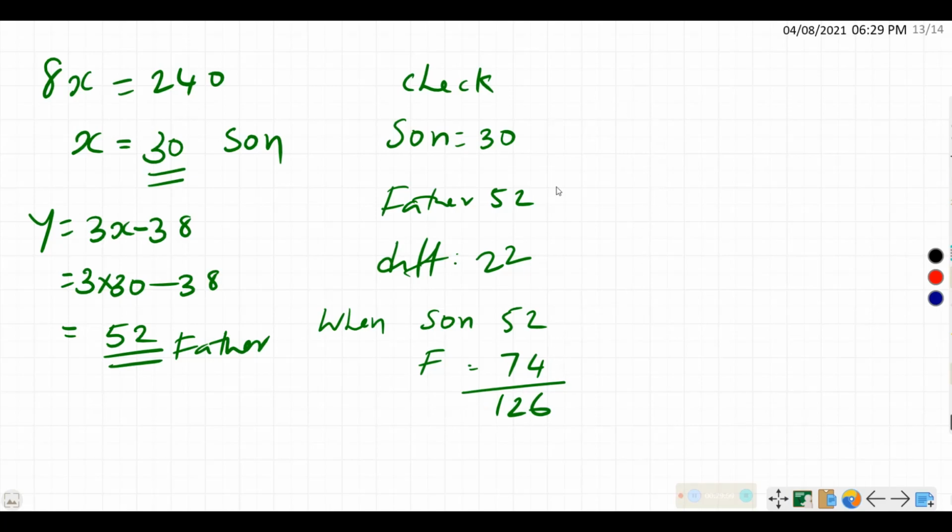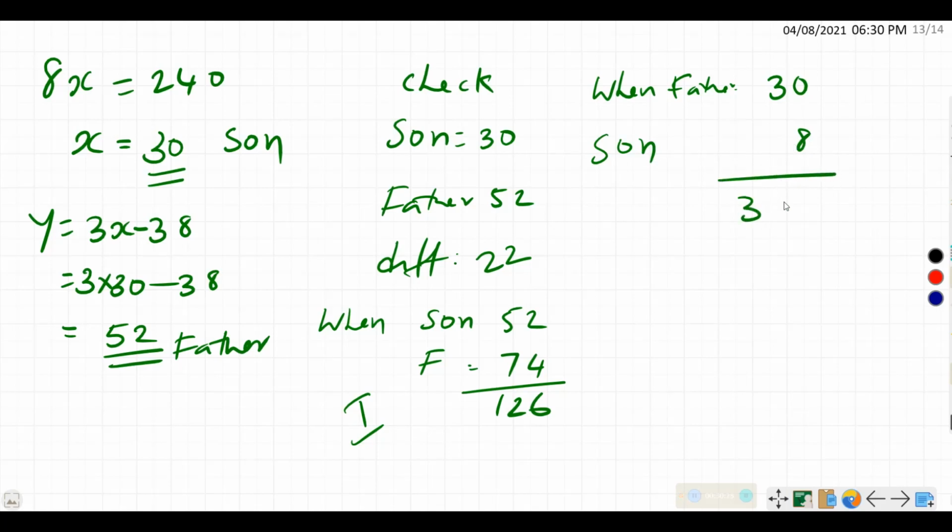The same way, when father's age becomes equal to son's, from 52 he should go back to 30 years. That means 22 years back. So he will become 30 years, and son who is 30 years now will again minus 22, meaning the son would be 8 years old. So 30 plus 8, 38. The second condition is also satisfied.